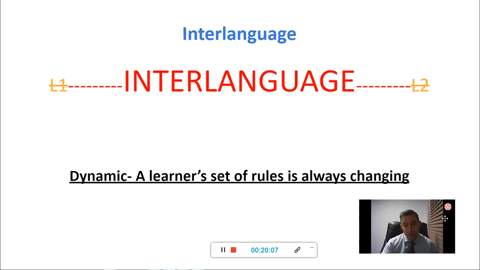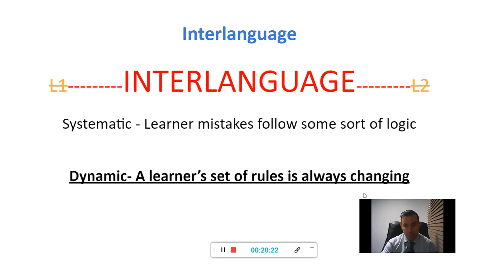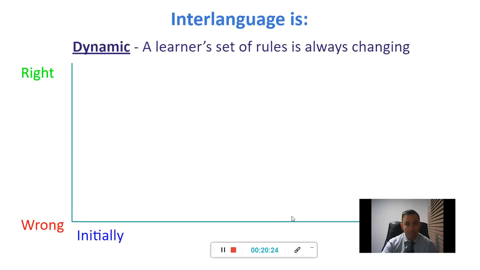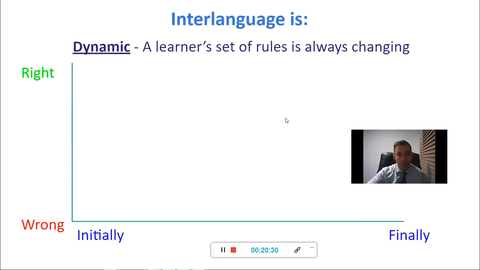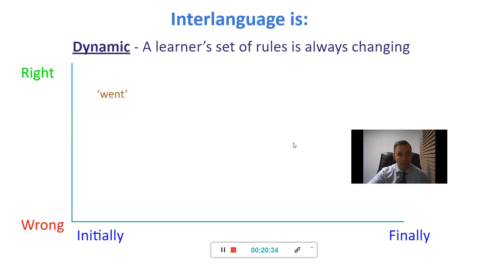So interlanguage is dynamic. Okay, it's a learner's set of rules, and it's always changing. That's what dynamic means, right? It's moving, it's changing. So this process is something that will be really interesting for you. A learner's set of rules is always changing.